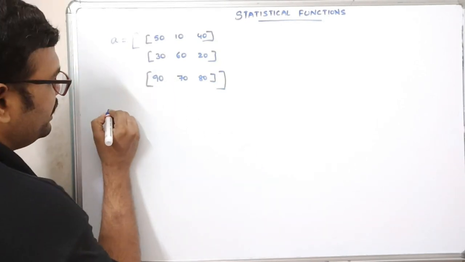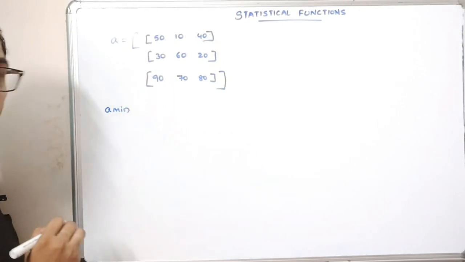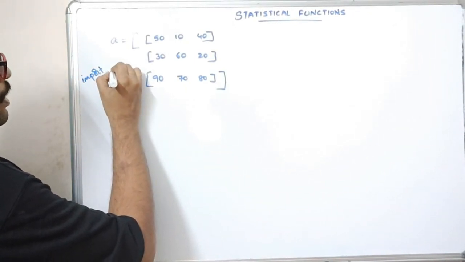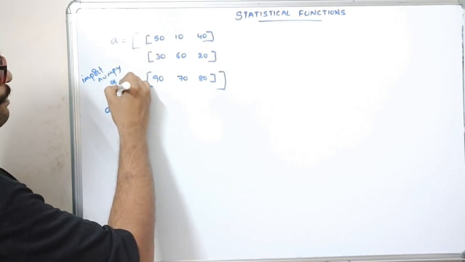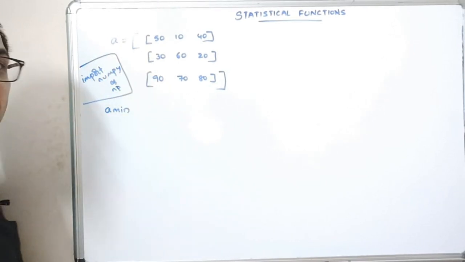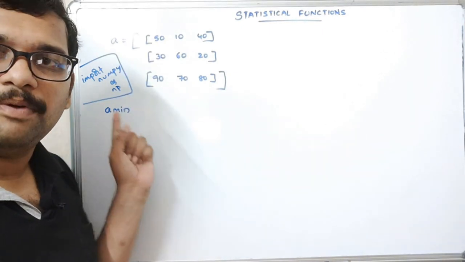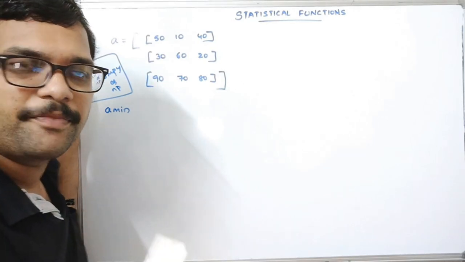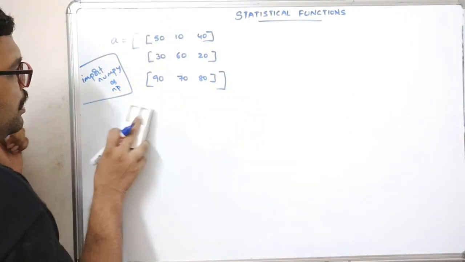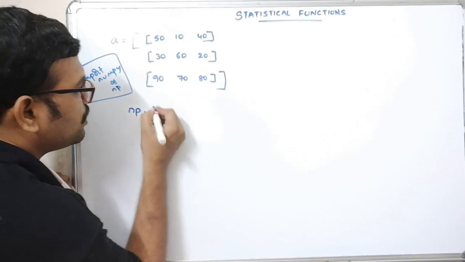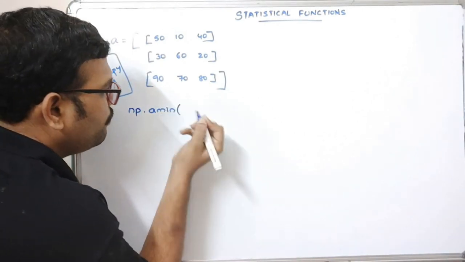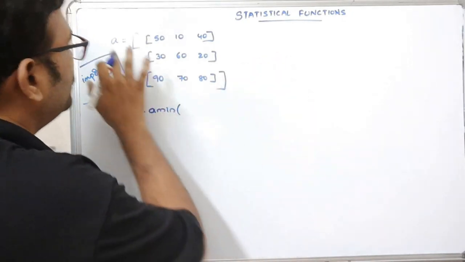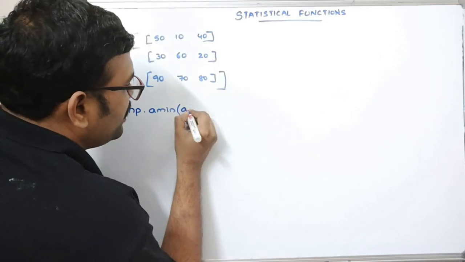So first we will find the amin. First we have to import NumPy, import numpy as np. This is an important thing. After that we have to call each and every function with the help of that alias name. If you are not giving any alias name, we have to call directly with the module name, right? Here I am giving an alias name. So np.amin of, we have to pass only one argument, that is the array name. Here the array name is a.